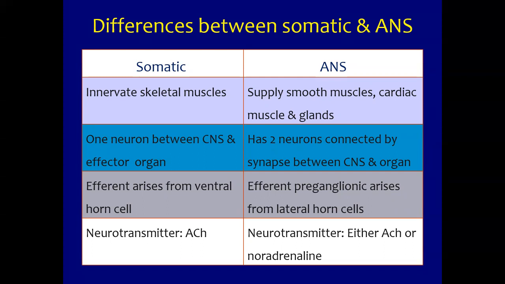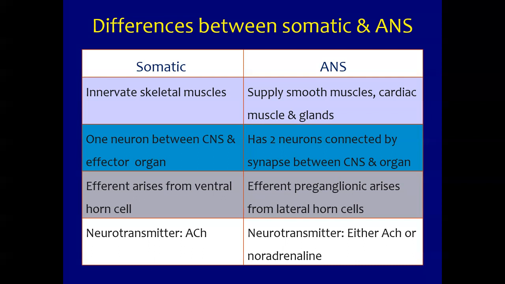Another difference, which is an anatomic difference: in the somatic system, the efferent arises from the ventral horn, and in the ANS, the preganglionic efferent arises from the lateral horn of the spinal cord. We are talking about the spinal cord. In the somatic system, the neurotransmitter is the chemical responsible for transmission of impulses from one neuron to another, or from a neuron to the effector organ. In this case, what is the effector organ? Skeletal muscle, because we are talking about somatic. The neurotransmitter there is acetylcholine.